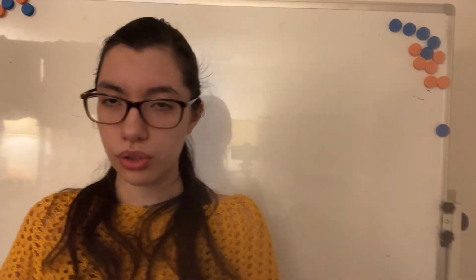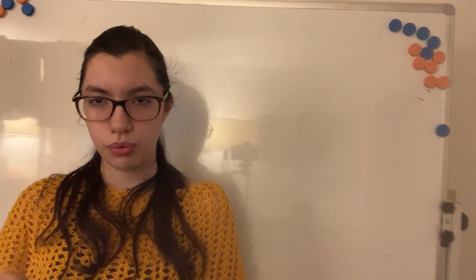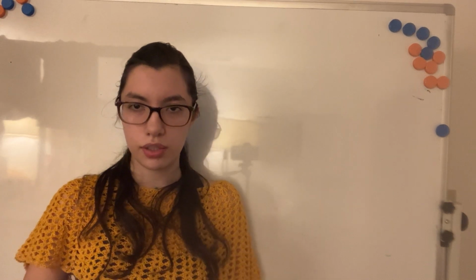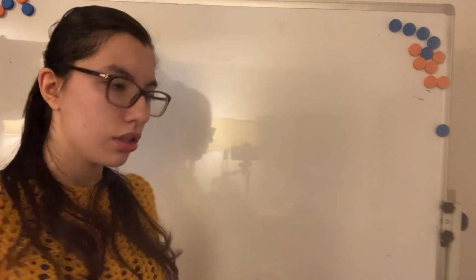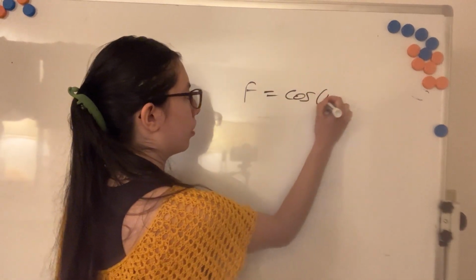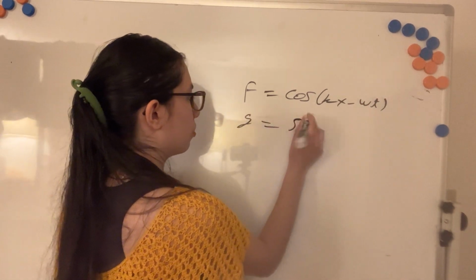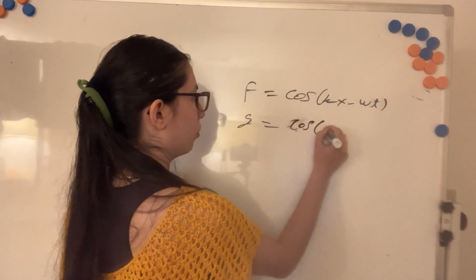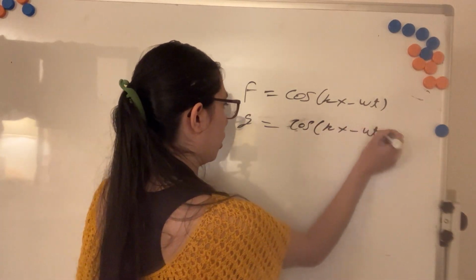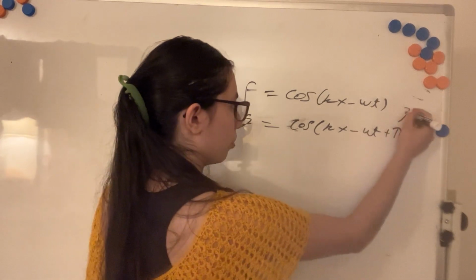Now we're going to see constructive and destructive interference as an introduction, and here maybe we could cover the double-slit experiment made by Young. So we have one wave, f, equal to cosine of kx minus omega t, and g is cosine of kx minus omega t plus phi. This is what we call the phase.